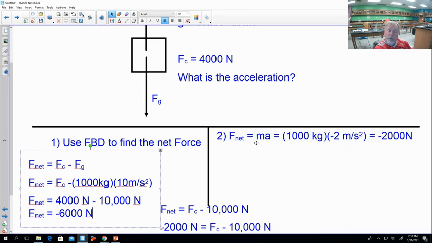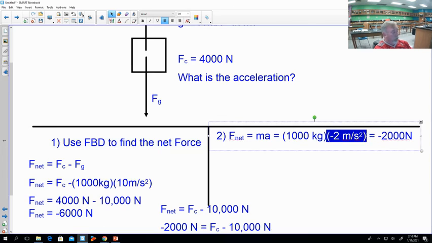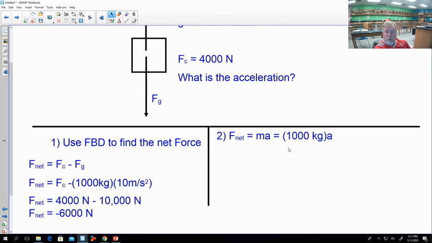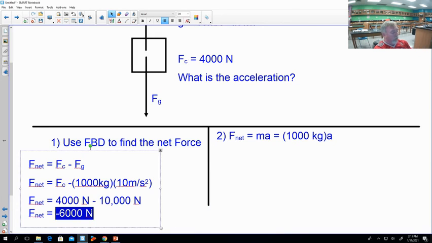Well, let's go over here and look at the second side, our Newton's second law part. F net equals ma. Well, we don't know what a is. We know what mass is, but we don't know what our acceleration is. So I'm just going to put an a here and leave it at that. But we just figured out what F net was from the left side of our calculation. We found out that F net was negative 6,000 newtons. So let's plug that in over here.